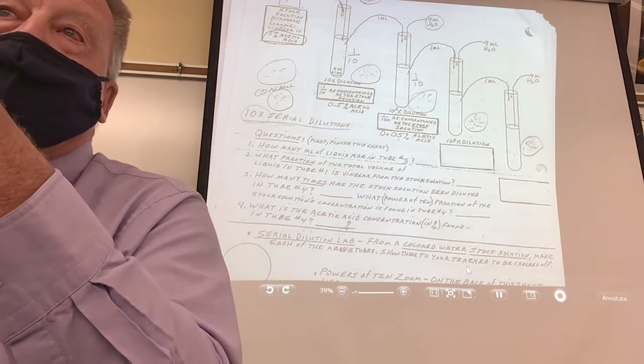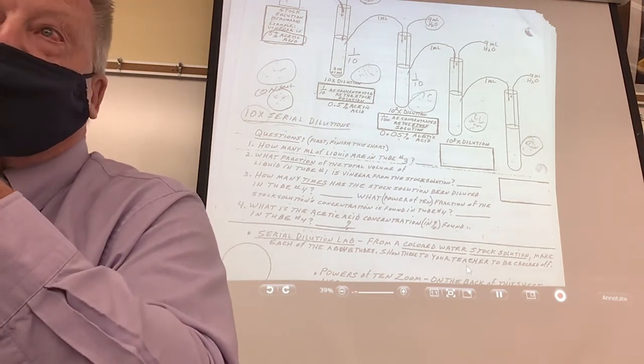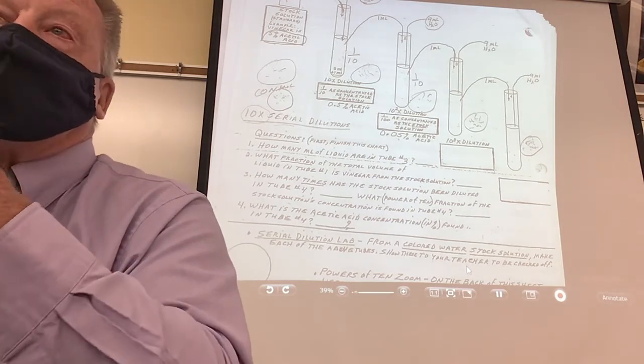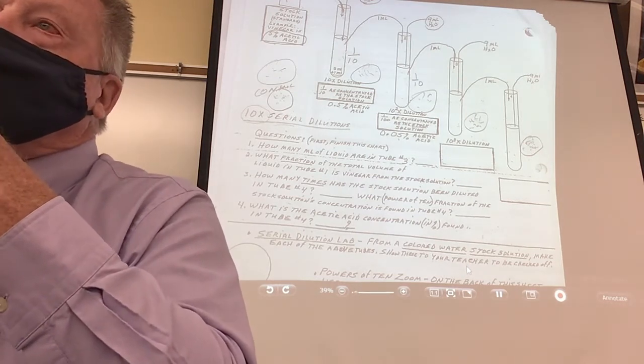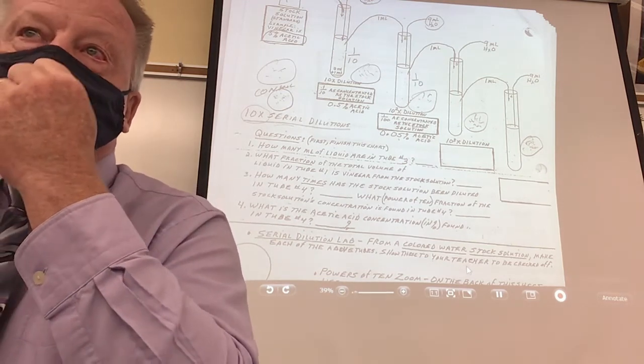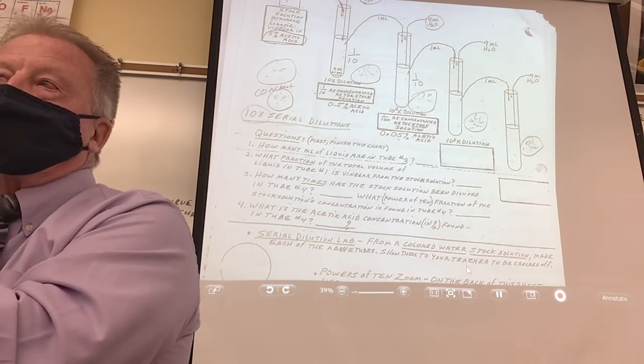FDA? Even though they have a lot to do with food, who is it that makes standards? The EPA? The EPA. Now, the EPA, the Environmental Protection Agency, they have hundreds and hundreds of scientists, and they do things like this.